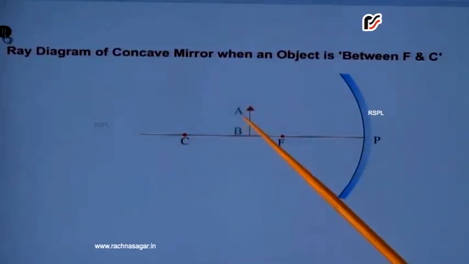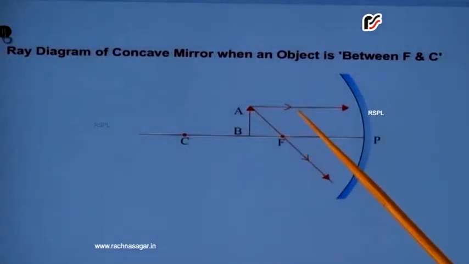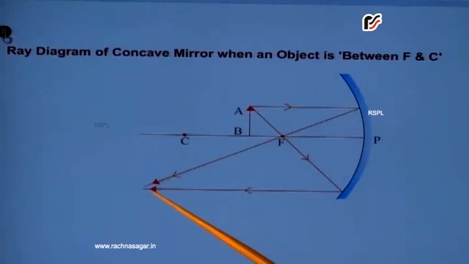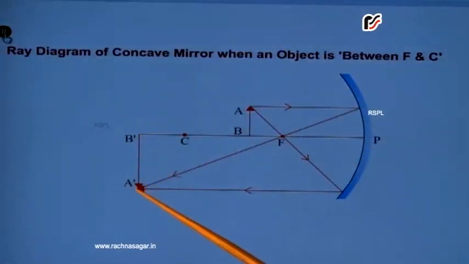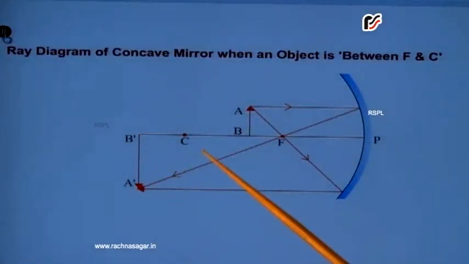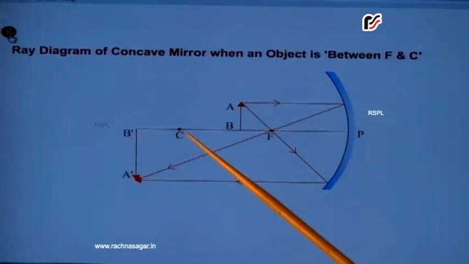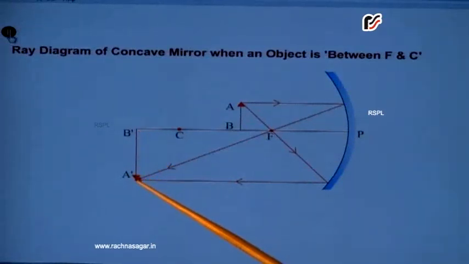An object BA is placed between C and F. The rays are coming out. After reflection, they actually meet at the point A dash, and the final image B dash A dash is formed. The final image B dash A dash is formed beyond the center of curvature. The nature of the image is inverted, real and enlarged.